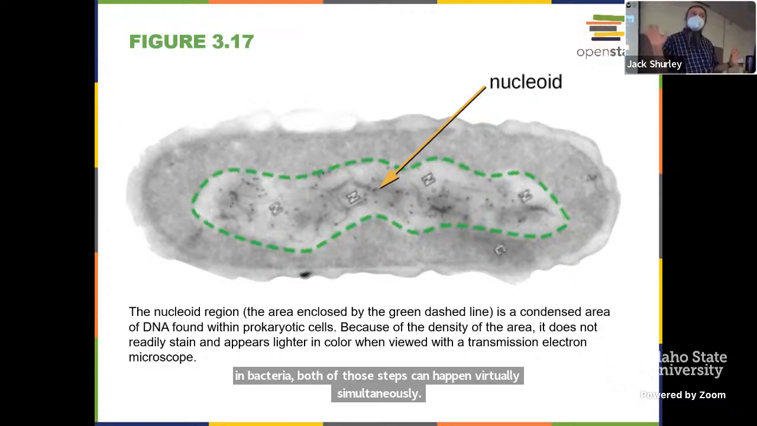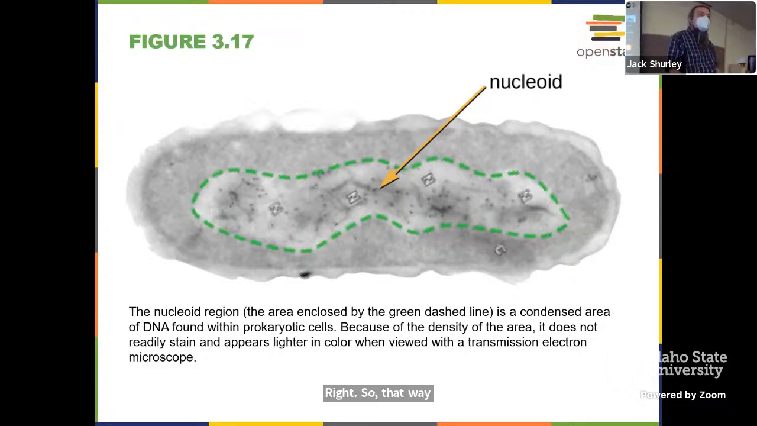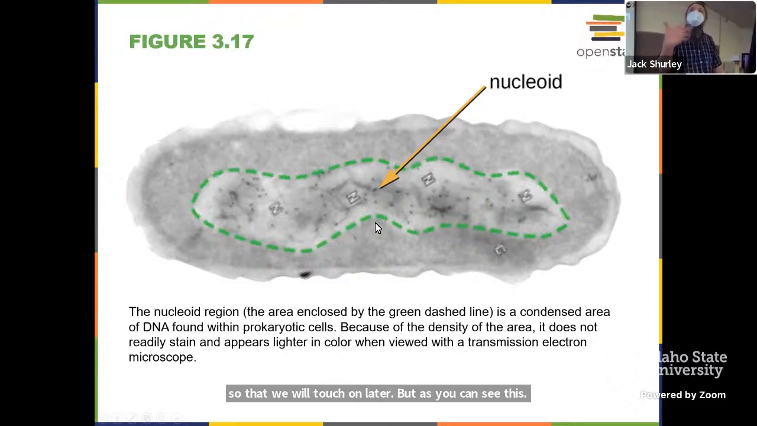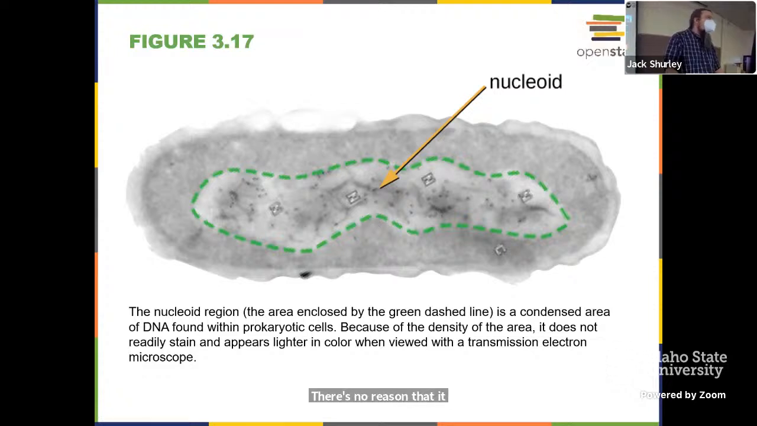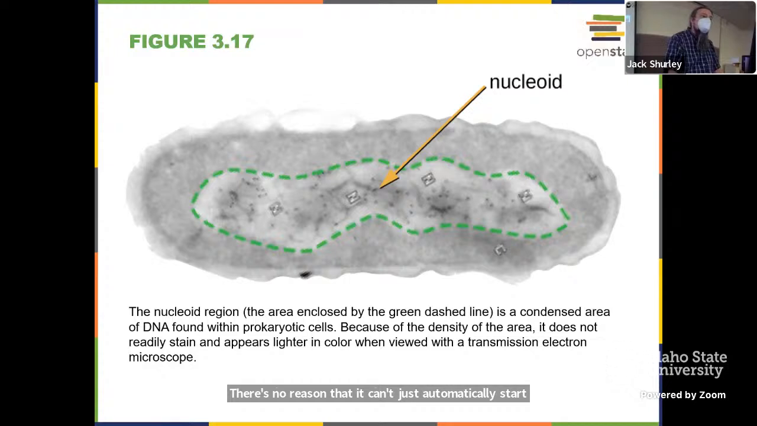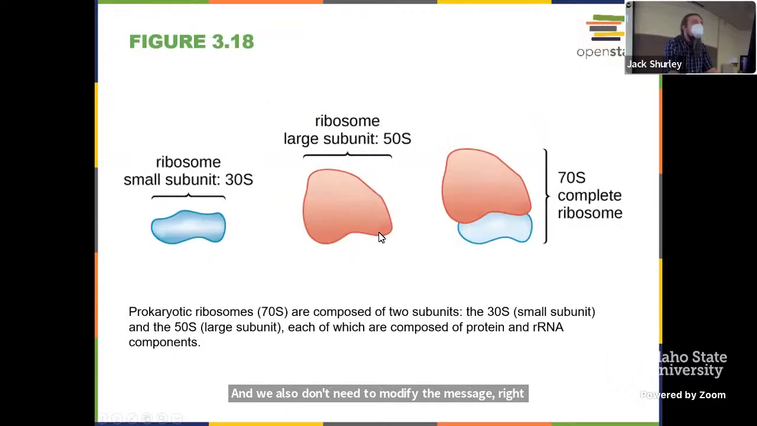So that we will touch on later. But as you can see, there's no reason that it can't just automatically start doing that. We're not housed inside of a membrane-bound region. We don't need to get out of that. And we also don't need to modify the message, all right? It's already just information, all right?